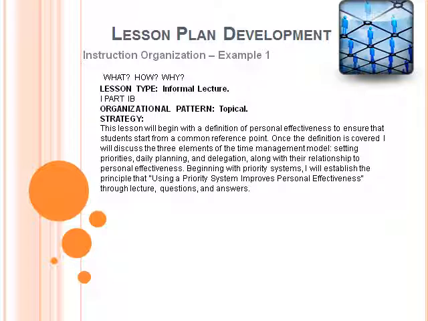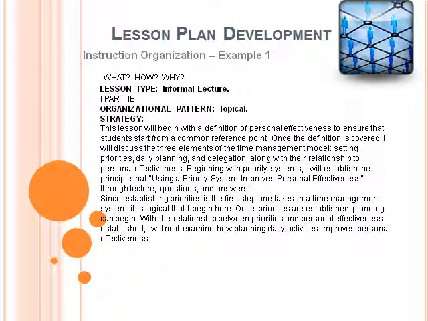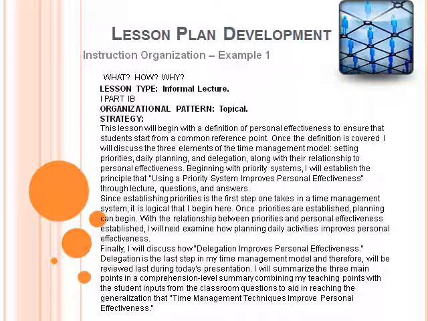Beginning with priority system, I will establish the principle that using a priority system improves personal effectiveness through lecture, questions, and answers. Since establishing priorities is the first step one takes in a time management system, it is logical that I begin here. Once priorities are established, planning can begin. With the relationship between priorities and personal effectiveness established, I will next examine how planning daily activities improves personal effectiveness.